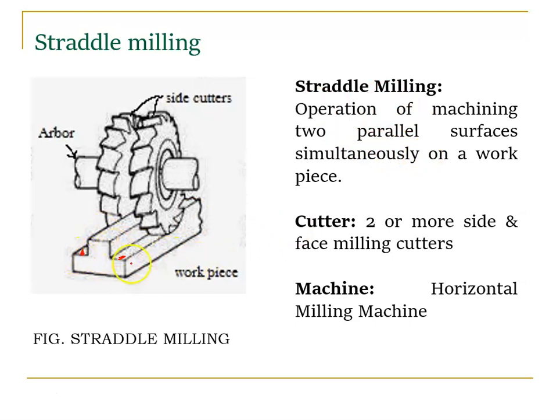So if you have a job like this, you need to mill this surface 1 as well as surface 2. So you can use straddle milling. Right. So two or more sides are face milling cutters. So an example of the machine is a horizontal milling machine. This is straddle. The only limitation is that in straddle, both cutters have the same geometry.